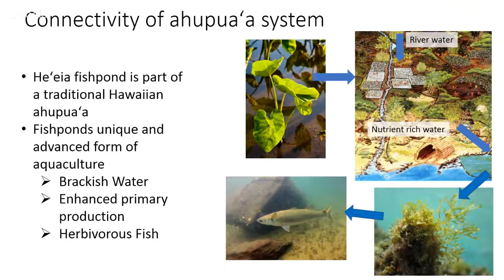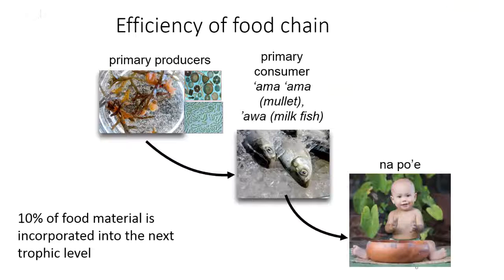From an energy efficiency point of view, because only 10% of food material is incorporated into the next trophic level, this system was really efficient, because you could feed a lot more people with herbivorous fish than, let's say, fish like tuna, apex predators, which are much higher up in the food web.